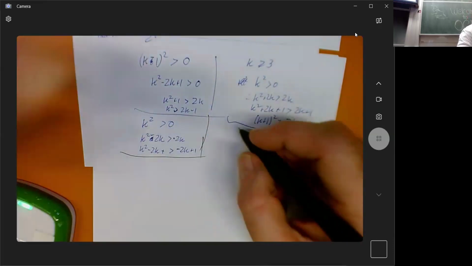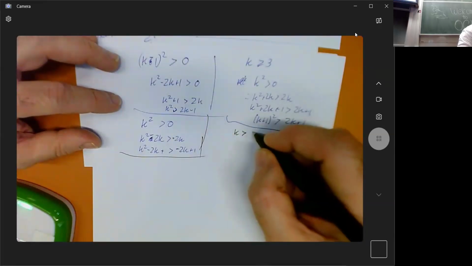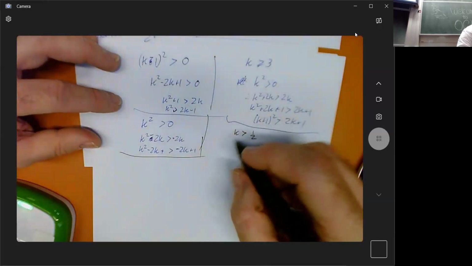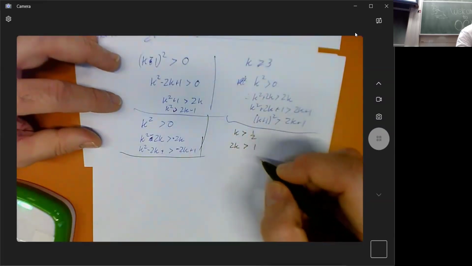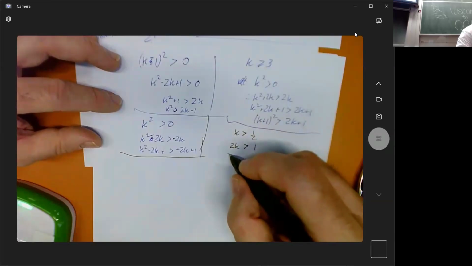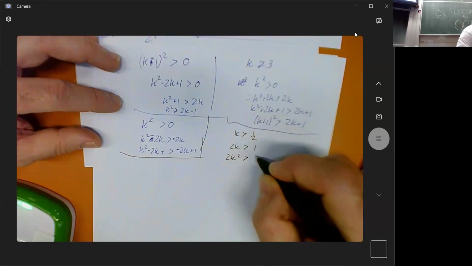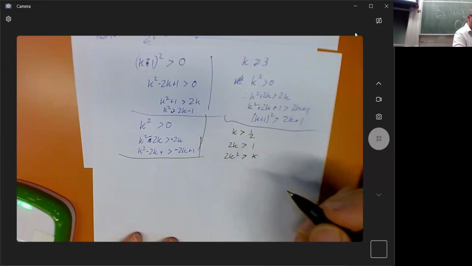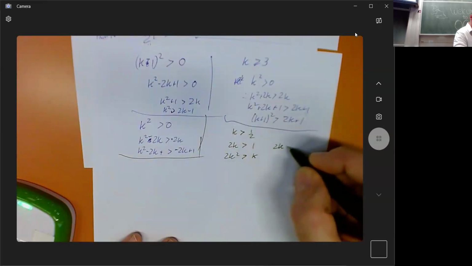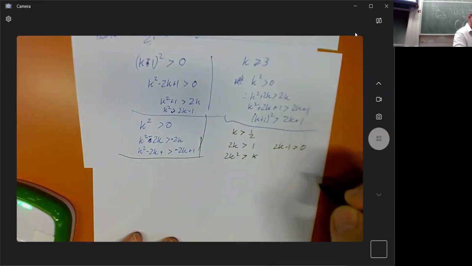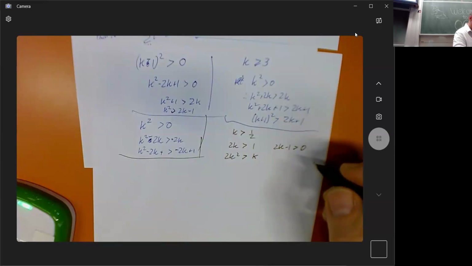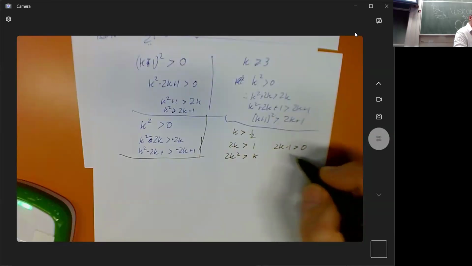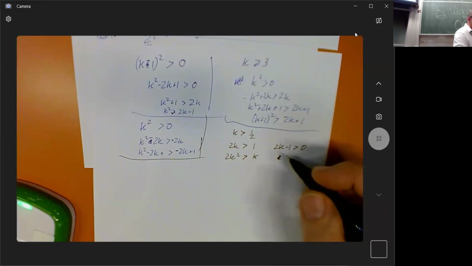Just like you have in the exam, I'm going, oh, maybe what I can do is I can go k greater than a half. So 2k greater than 1. That's like 2k squared greater than k. I wonder if I could do 2k minus 1 greater than 0. No, so I wanted that. I wanted to pass like that.